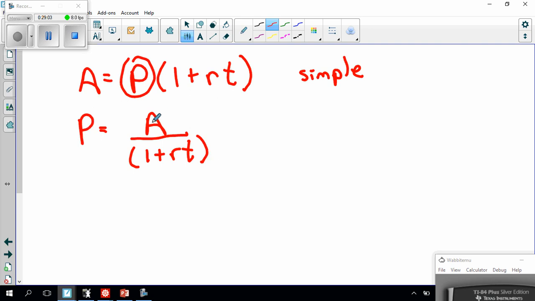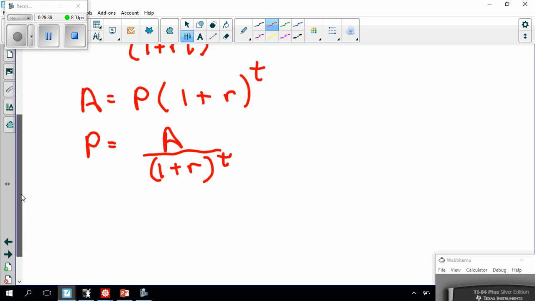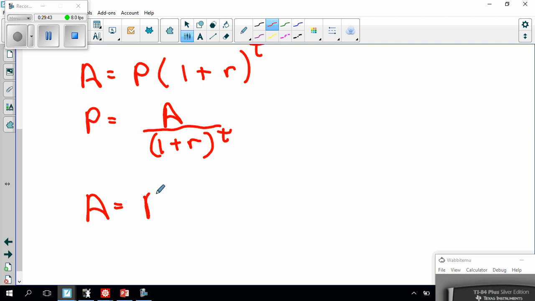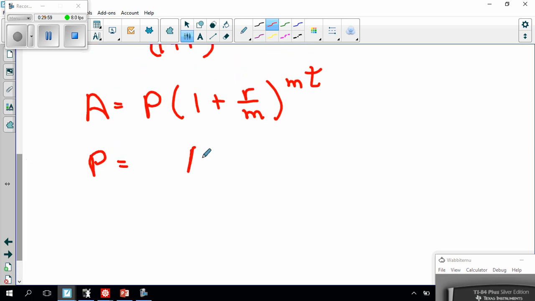So if you got a final amount that you want to have saved, and you know your rate and the time period, you can figure out the amount that you need to put into your savings account. And the second formula, which I am not a big fan of, is the compound once a year formula, but P is just A divided by. And then finally, 1 plus R over M to the MT. That's the true compound interest formula, the formula that most of the world revolves around. And P is just A divided by.